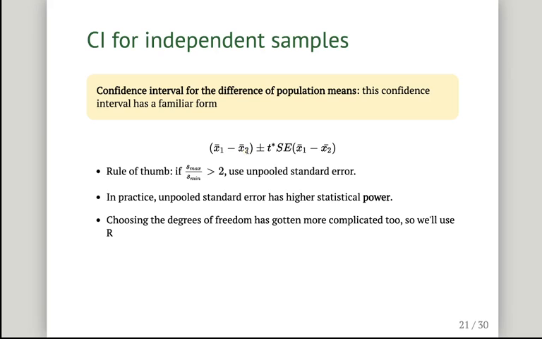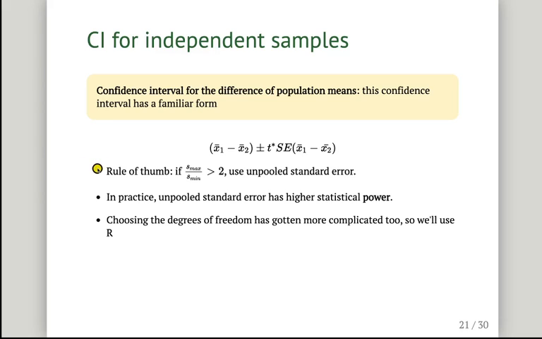So, the confidence interval does have a pretty familiar form. In the background of R, it's going to be calculated by taking this sample difference, adding and subtracting some multiple of the t-distribution times the standard error. Here's how we should choose what to do.